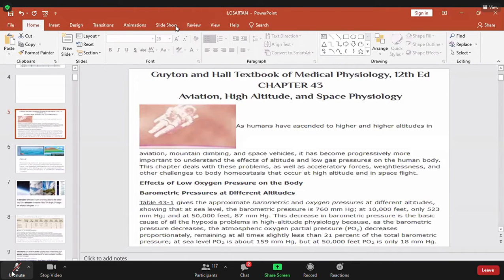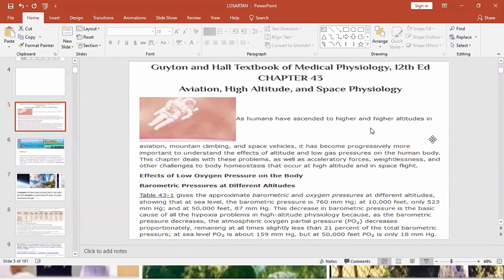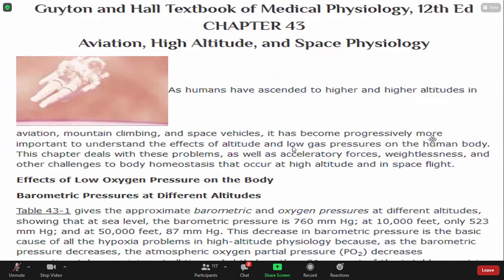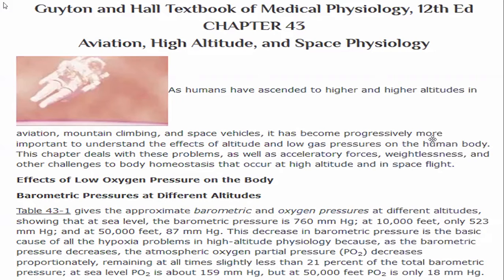Okay, so let's go to our next topic. When we were discussing earlier about down deep in the sea, let's now go above the sea, to high altitudes. Imagine yourself, for example, that we are now in the Himalayas, or in the Andes Mountains in South America.